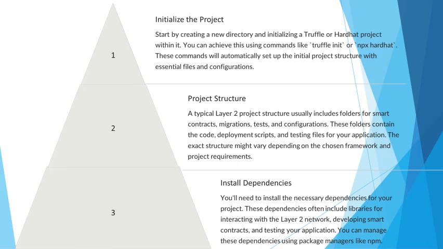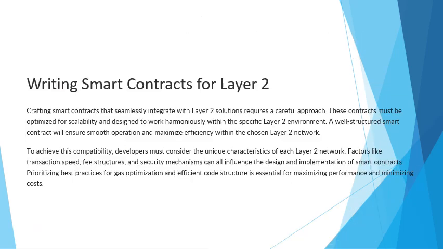Then we install the dependencies. These dependencies often include libraries for interacting with the layer 2 network, developing smart contracts, and testing our application. You can manage these dependencies using a package manager like npm. The next step is writing smart contracts for layer 2. We need to craft smart contracts that seamlessly integrate with layer 2 solutions.